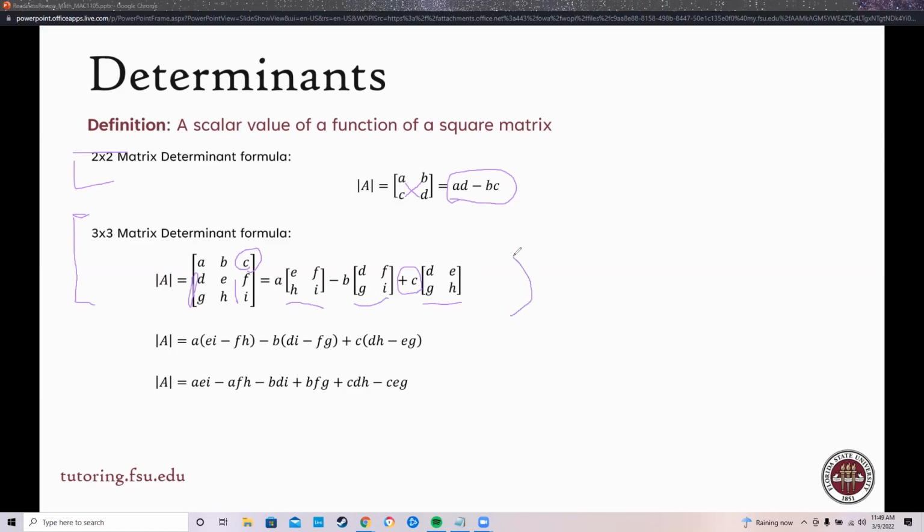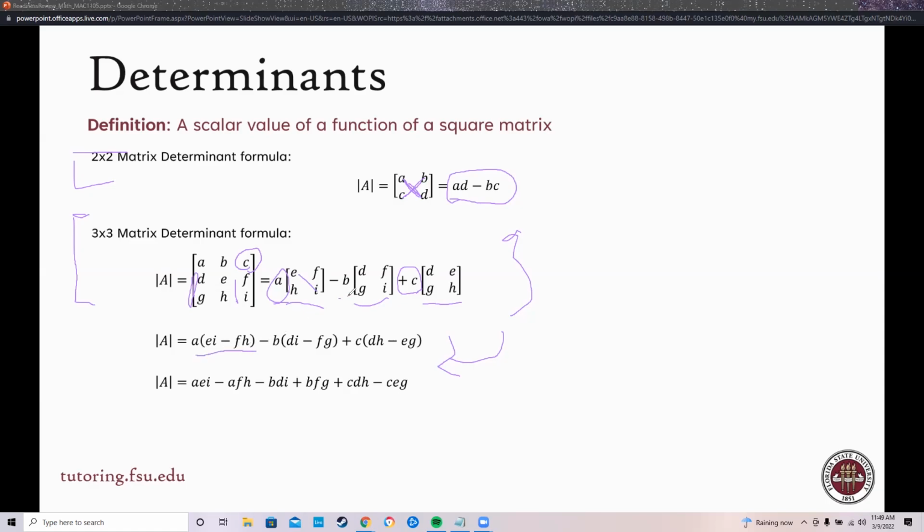So reminding ourselves, a 2x2 determinant is just multiplying the cross values and subtracting them. So I have A times D minus B times C. Therefore, down here, I would have A times E times I minus F times H. And that's what we have here.